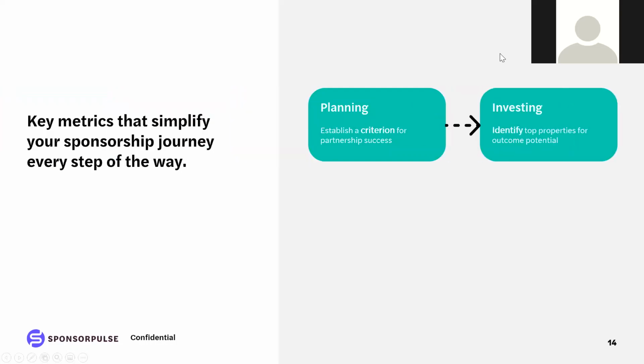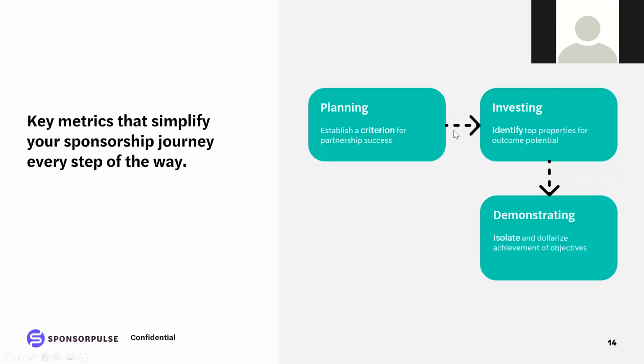So planning is, there's thousands of opportunities. I need to cull it down to a list that's going to be the right one for my brand and is much less than thousands. Then there's the investment side, which is, okay, I've picked a handful of them. Which one am I going to spend my money on? And how am I going to know the right amount of money to spend in order to achieve my objectives? Then there's demonstrating.